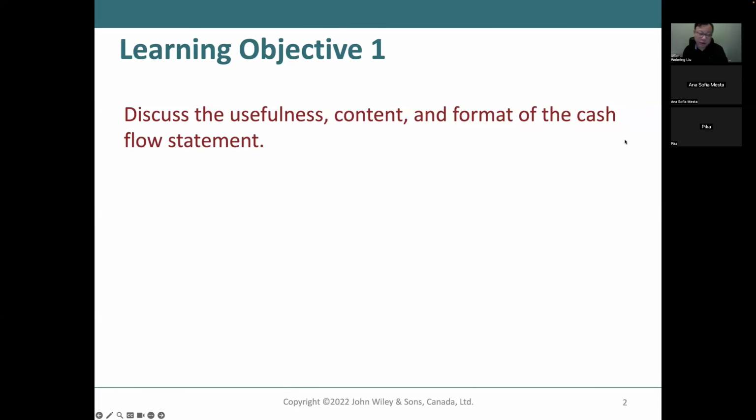Okay, so we are learning chapter 17. Chapter 17 is about the cash flow statement. So the first one, we're going to talk about the usefulness, the content, and the format of the cash flow statement.